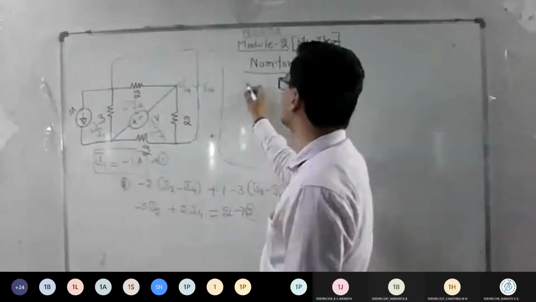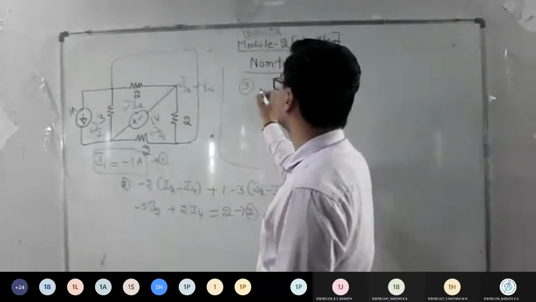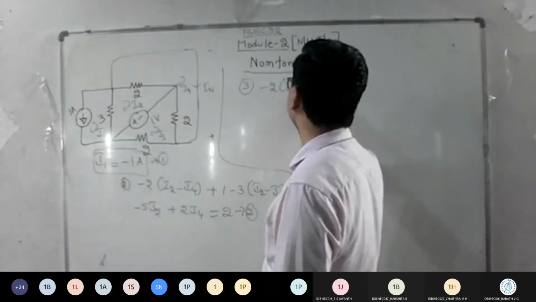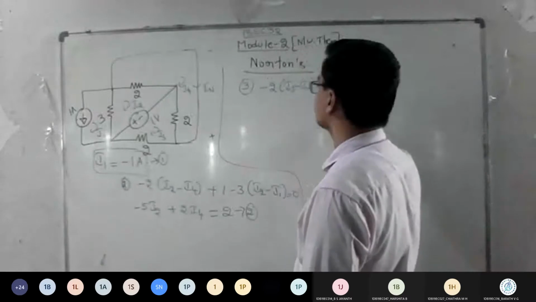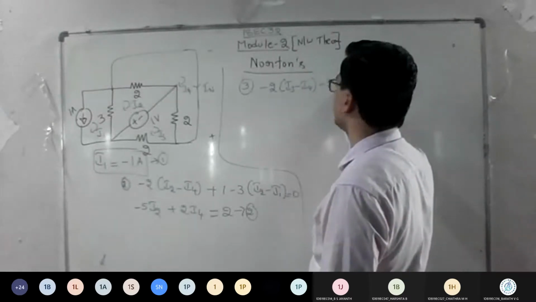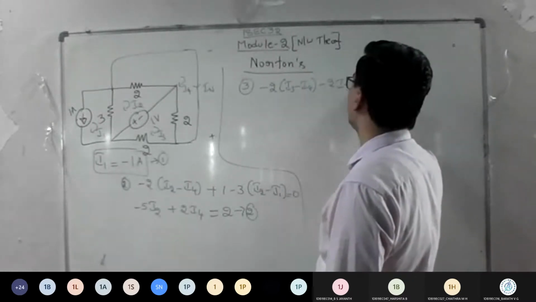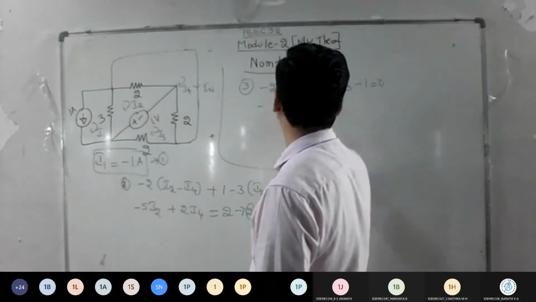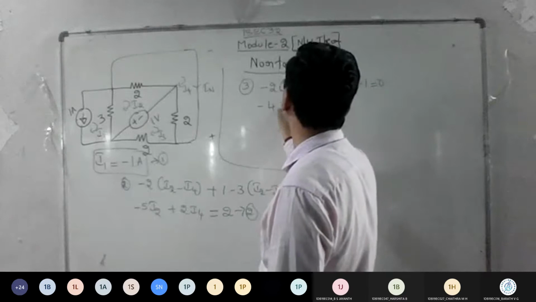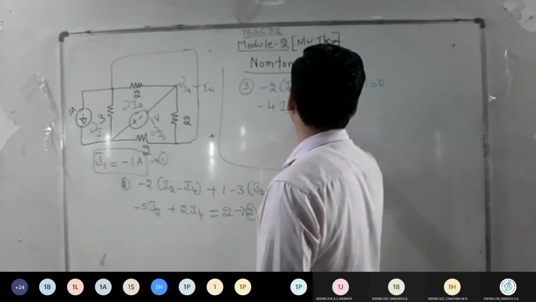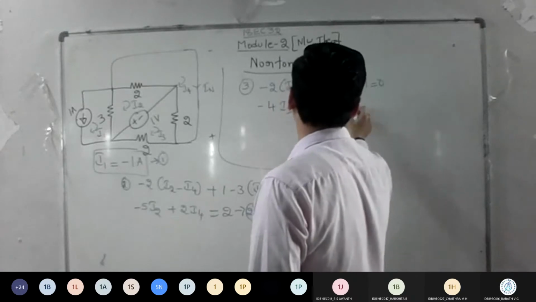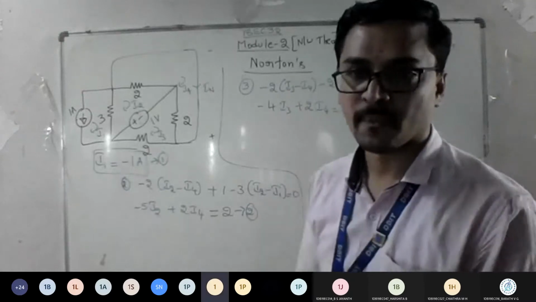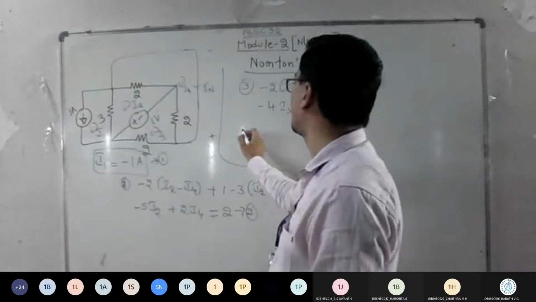So next, for mesh 3, apply. So it's -2 I3 minus I4. If anybody has a doubt how we are writing, you can ask here. So -2 I3, then followed by -1 equal to 0. So -2 and -2 become -4 I3 plus 2 I4 equals 1. So is equation number 3 correct? Yes, sir.